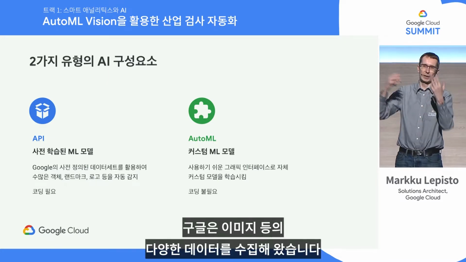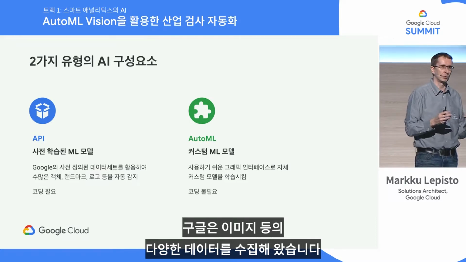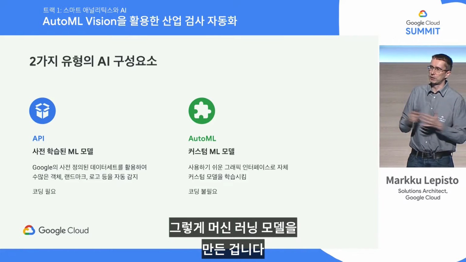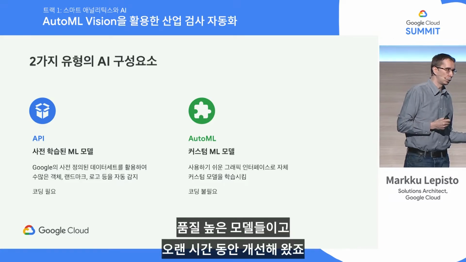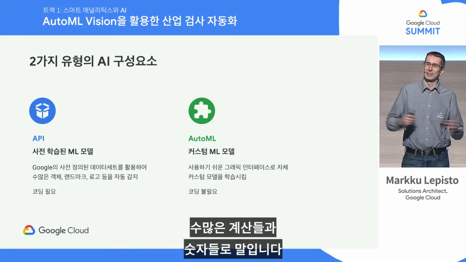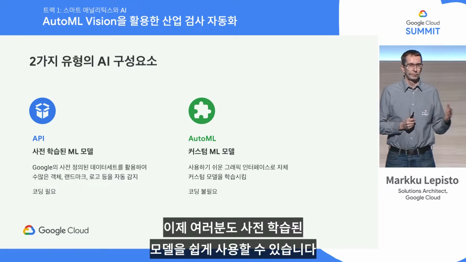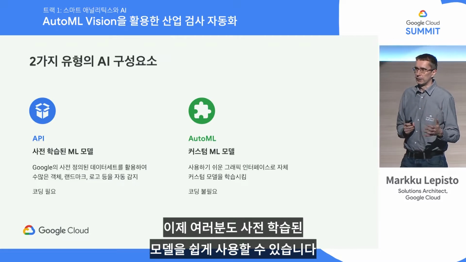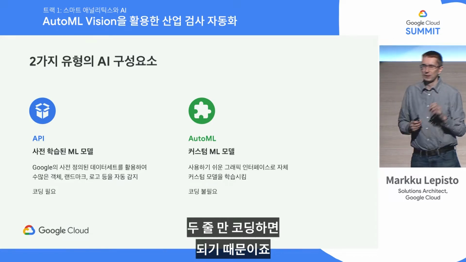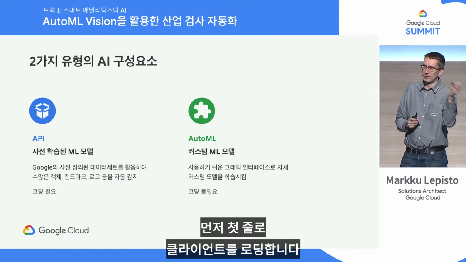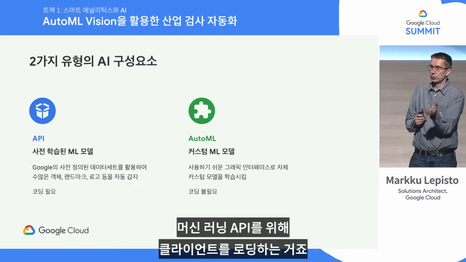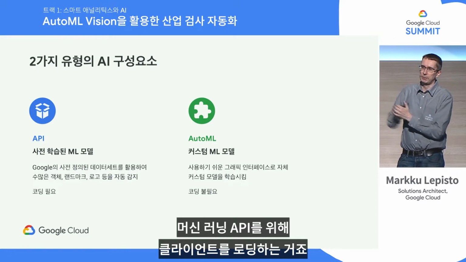Google has collected a lot of data, a lot of images, etc. And we have trained pre-trained models. So we have made machine learning models that are very high quality, and we have been improving them over a long time with a lot of computation and number crunching. And now you can use those pre-trained models very easily. It's literally 2 lines of code. First line is that you load the client. If you use Python, whatever language, you load the client for the machine learning API.